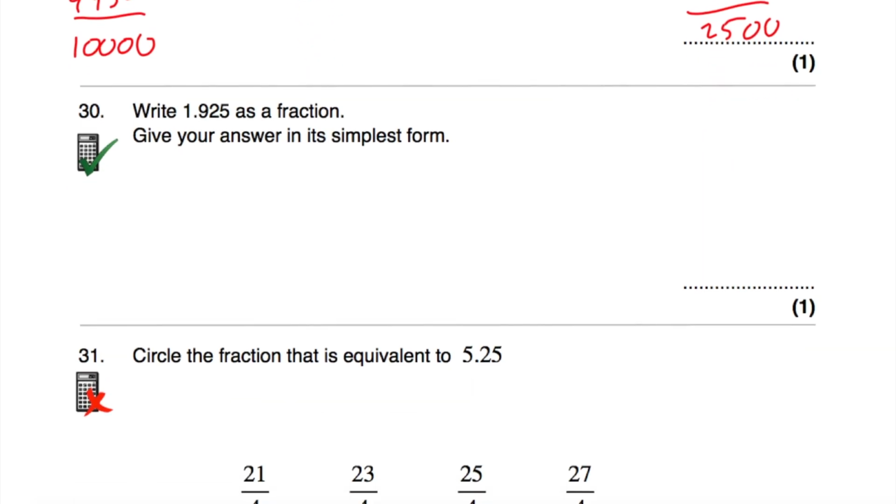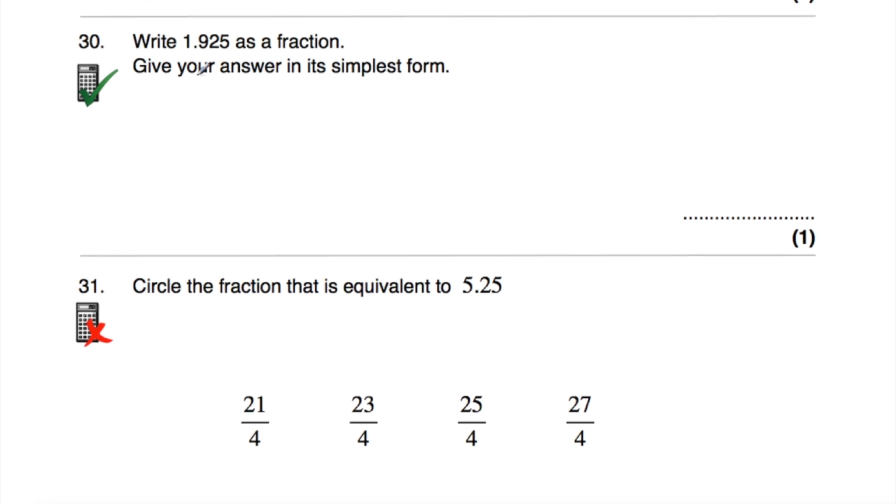Okay, next, question number 30. Again, if you've got a scientific calculator, you can just type in 1.925 and press equals, and it'll come up as 77/40ths. It's changed it into a fraction and simplified it for you. So the answer is 77/40ths, and that's it.